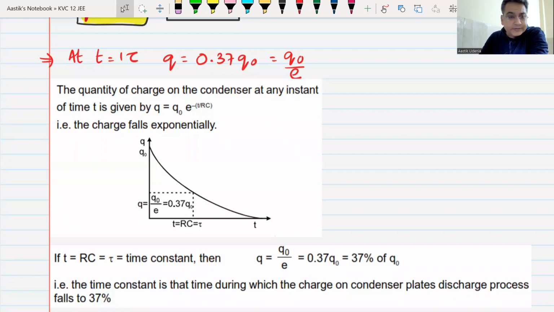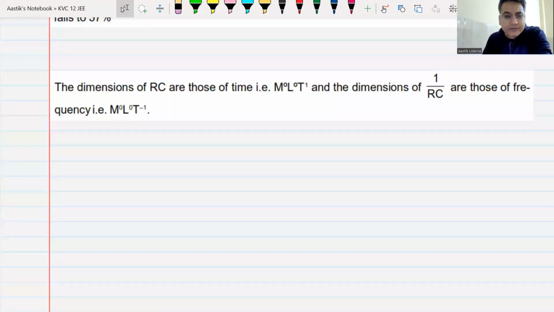Okay then, we have seen what the time constant is. Remember one more important thing, the dimension of this time constant. I think I have told you that before also. The dimension of this time constant, RC, is the inverse. Since it is a time constant, it has the same dimension as time. Did I tell you that? Yes or no? You should not forget this.